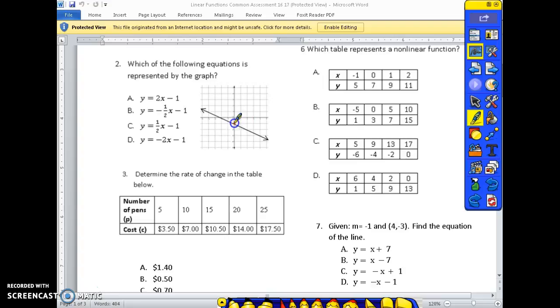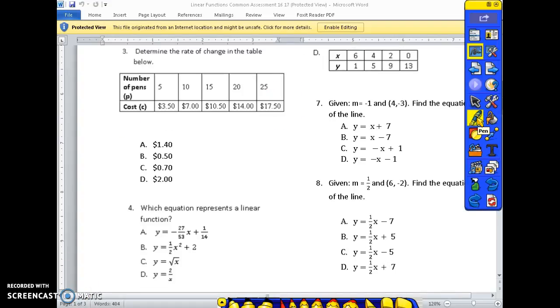Number 2, we did the same thing. I crossed the y-axis at negative 1. I found another point to go from negative 1, 0 to 2, negative 2. I go down 1, so that's negative 1, and to the right 2. Y equals m, negative 1/2, x plus b is negative 1. Negative 1/2 x minus 1 should be b.